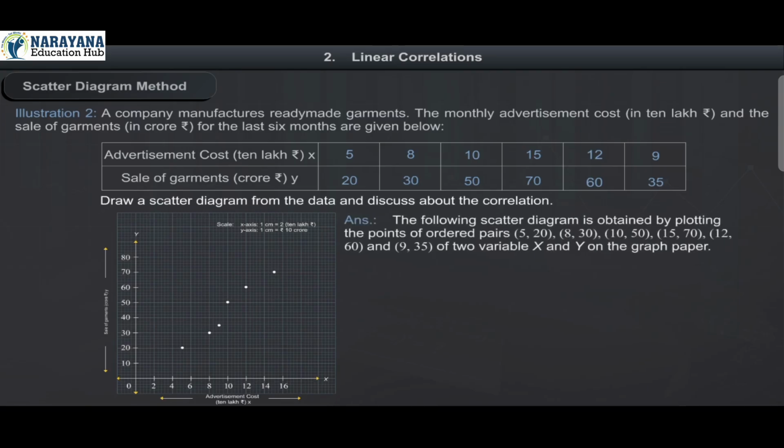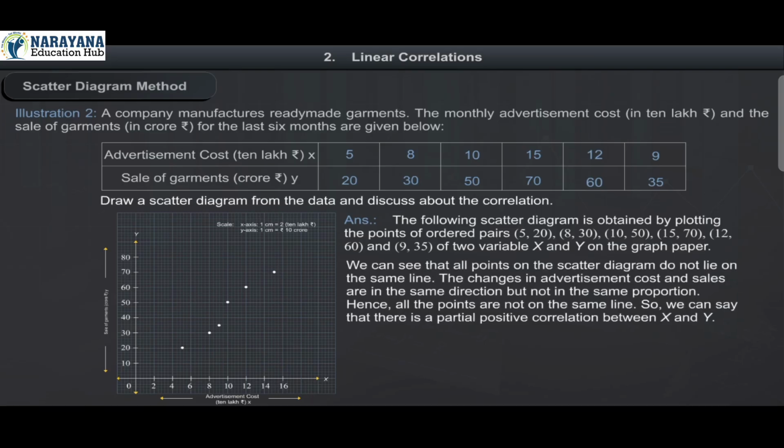Answer. The following scatter diagram is obtained by plotting the points of ordered pairs 5, 20, 8, 30, 10, 50, 15, 70, 12, 60 and 9, 35 of two variables x and y on the graph paper. We can see that all points on the scatter diagram do not lie on the same line. The changes in advertisement cost and sales are in the same direction but not in the same proportion. Hence, all the points are not on the same line. So, we can say that there is a partial positive correlation between x and y.